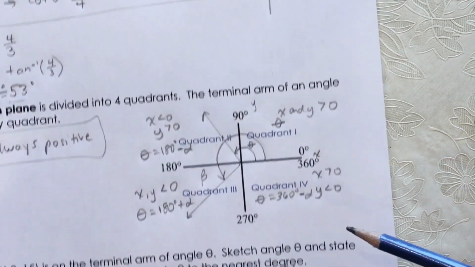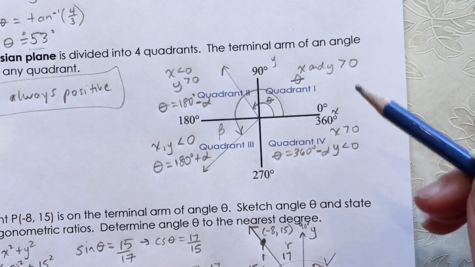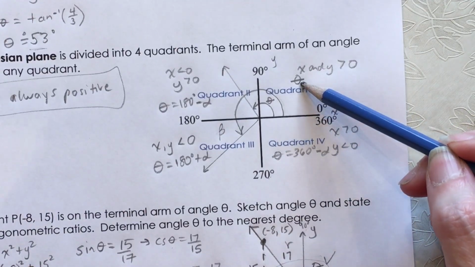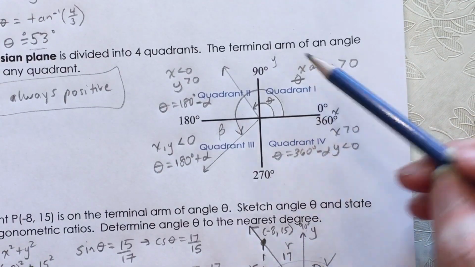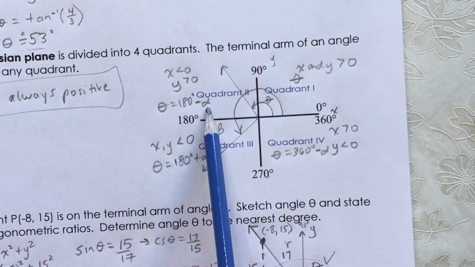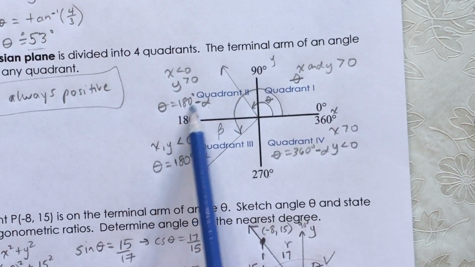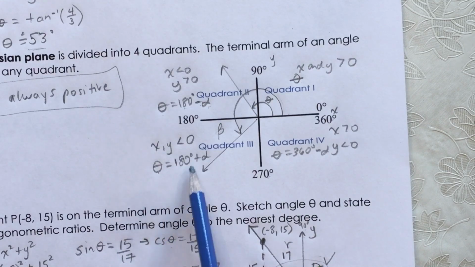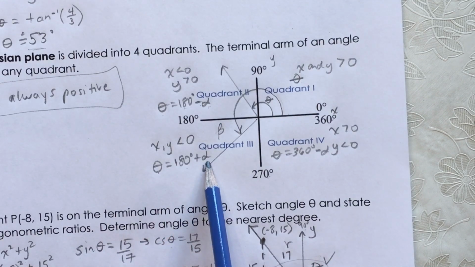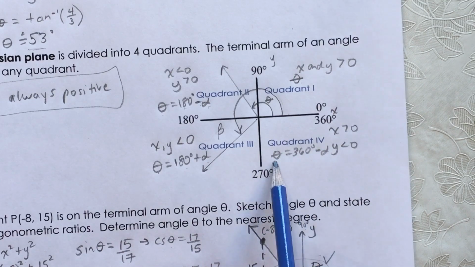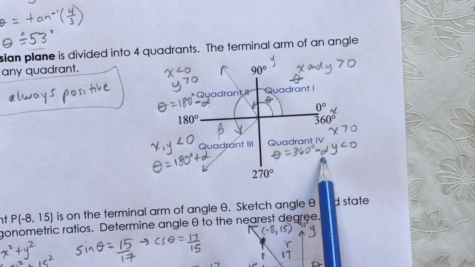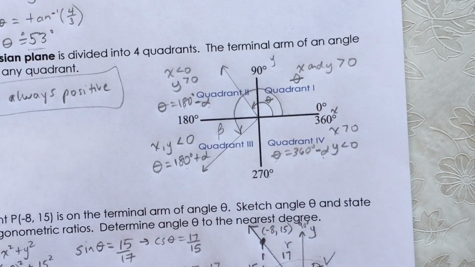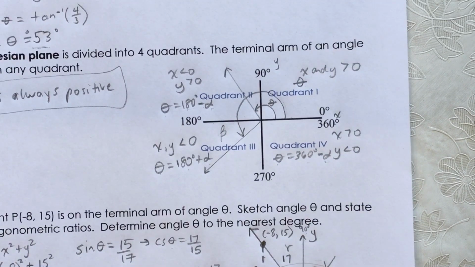Oh, I'm on the wrong part here, sorry. Go through that again. So in quadrant 1, you just get theta directly. In quadrant 2, you get theta by finding little alpha, but it's related, it's going to be 180 minus alpha. In quadrant 3, theta is always going to be 180 plus alpha. And in quadrant 4, theta is always going to be 360 minus alpha. You can add those onto your diagram there to help you.